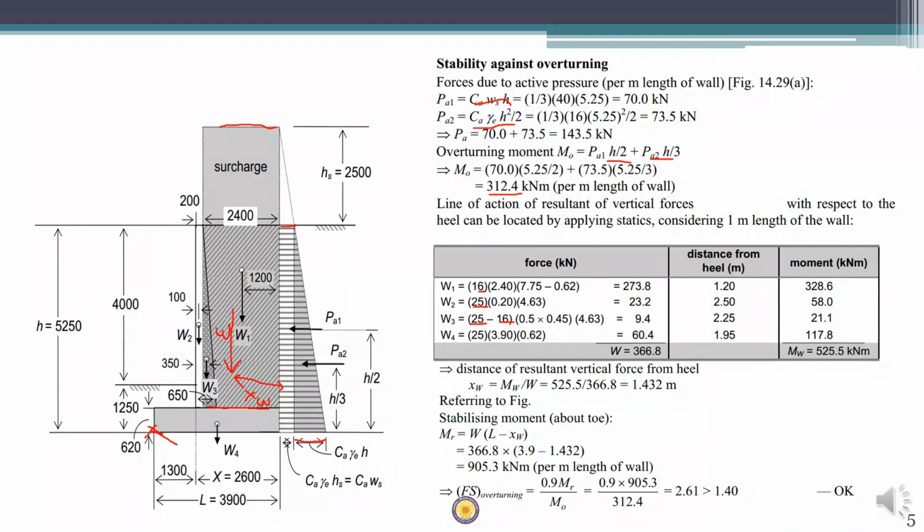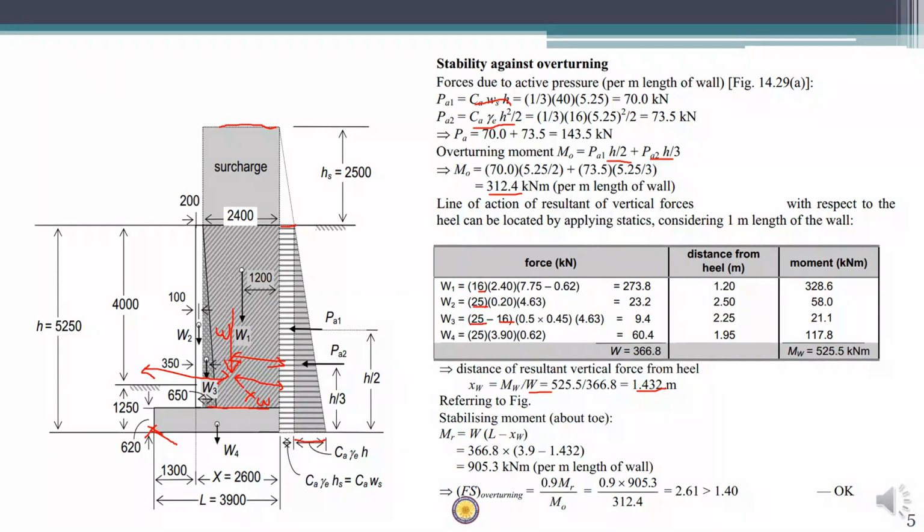That is xw equals sum of w into x divided by total w, that is 1.432. It means that total weight acts at a distance of 1.432 meter from the heel. So this weight is actually a restoring force, giving a restoring moment about the toe. So restoring moment about the toe is going to be w into this much distance, which is nothing but w into L minus xw. So we got the restoring moment also.